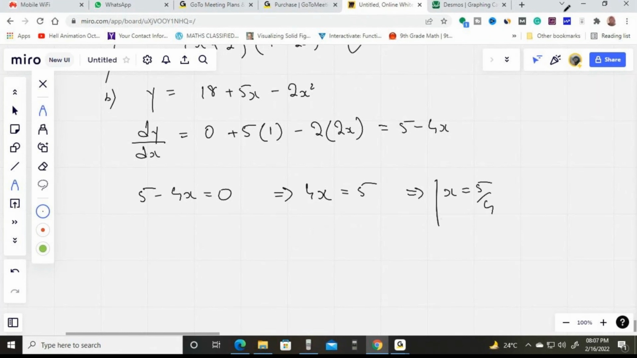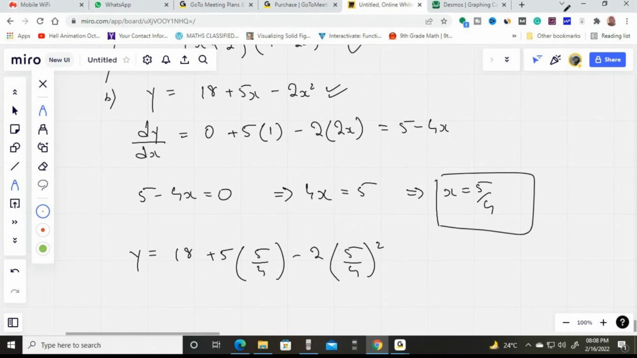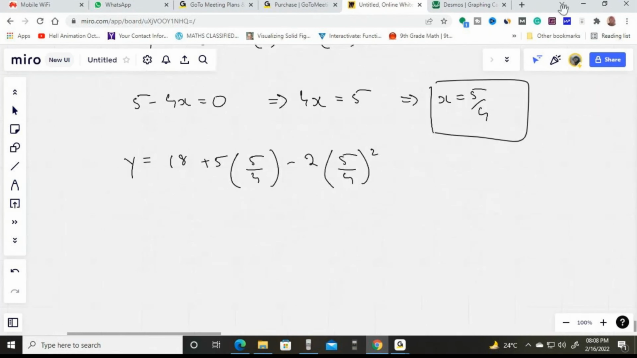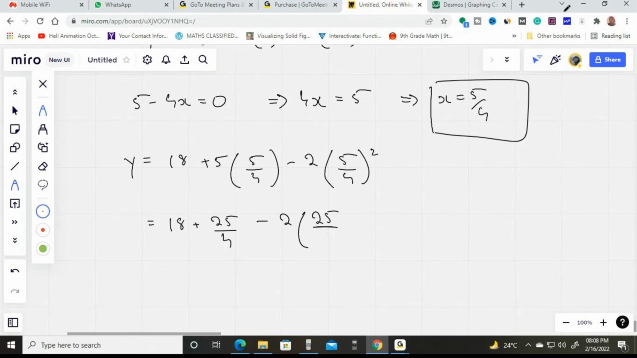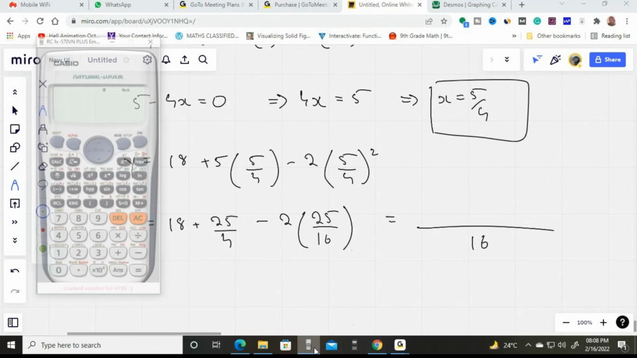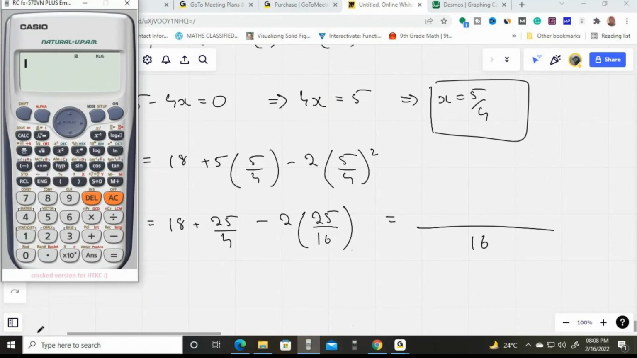Now you substitute this x value in the original function to get the y coordinate. It is 18 plus 5 times 5 by 4 minus 2 times 5 by 4 whole square. So 18 plus 25 by 4 minus 2 times 25 by 16. And then you take the LCM here. LCM is coming out to be 16. I can do this through the calculator as well, but I'm just doing it manually. 18 into 16.